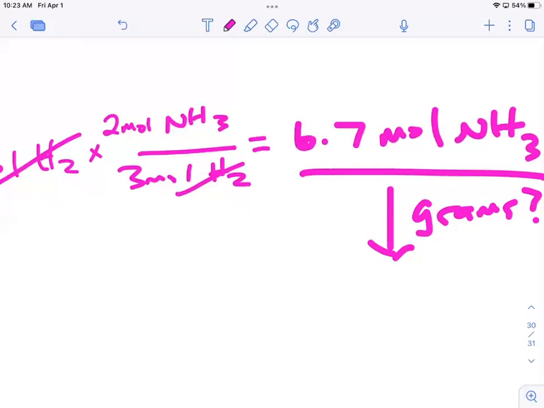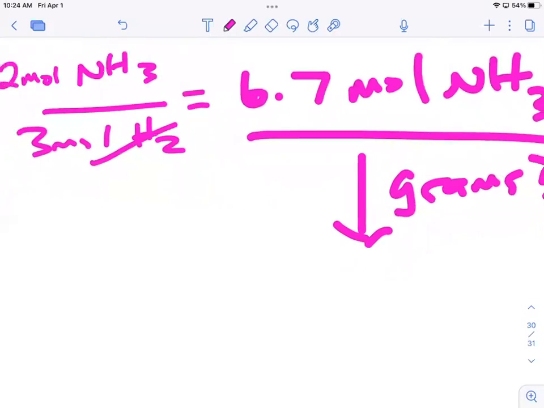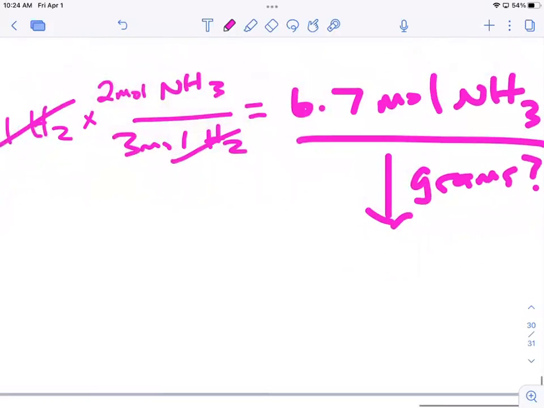Anybody? How do we get from moles to grams? Molar mass times moles. Moles times molar mass. How do we get the molar mass if it's not given? By adding up the atoms. Add everything up. Is this new? This is nothing new. We've been doing this for at least a month. So to get to grams is what?